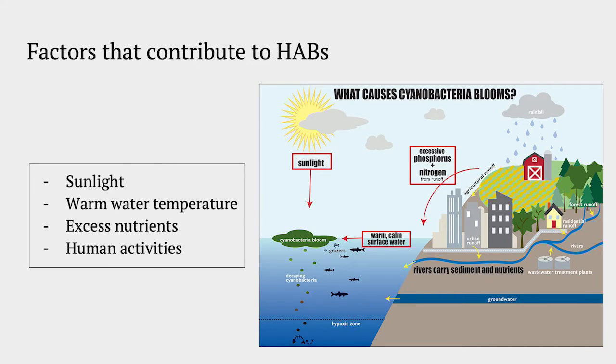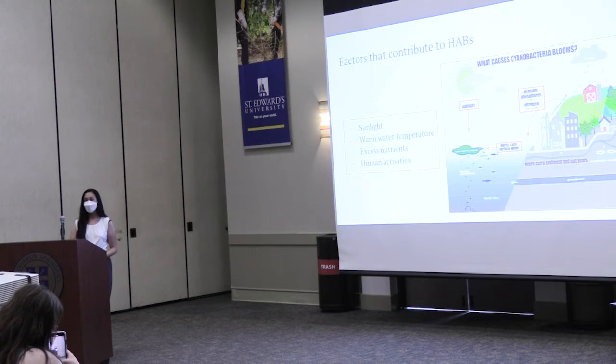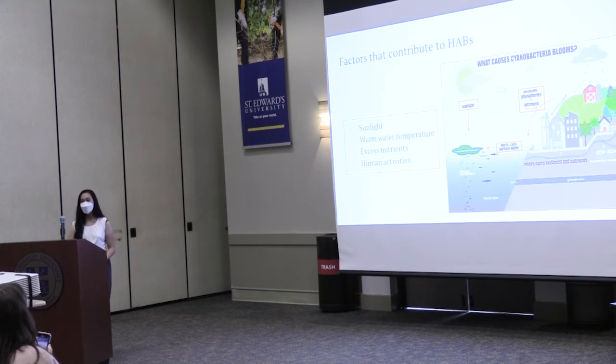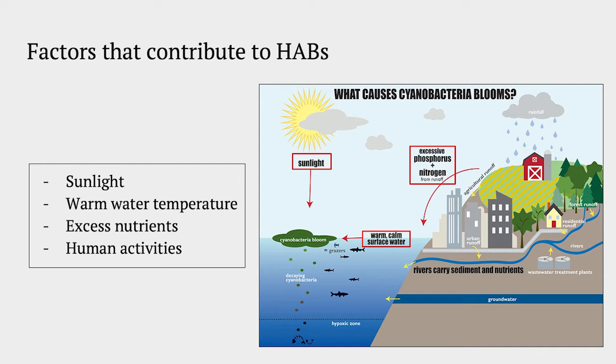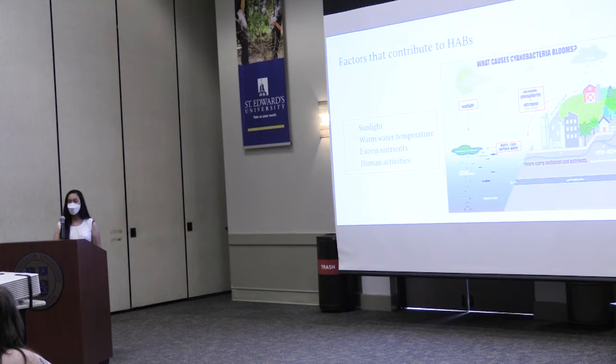So now that we know what harmful algae blooms are and that they are a problem, next I'm going to talk about what factors contribute to them. The research has shown that sunlight, warmer water temperatures, and excess nutrients such as phosphorus and nitrogen create an ideal environment where cyanobacteria are able to bloom. It's important to know that cyanobacteria are naturally occurring in our water, freshwater or saltwater. But what makes it harmful is when there are very large quantities of cyanobacteria able to produce more cyanotoxins that way.